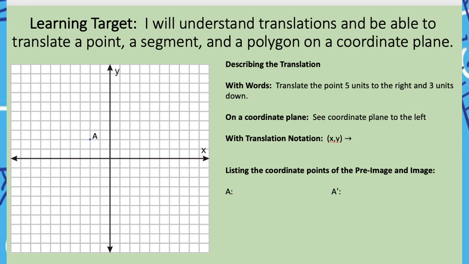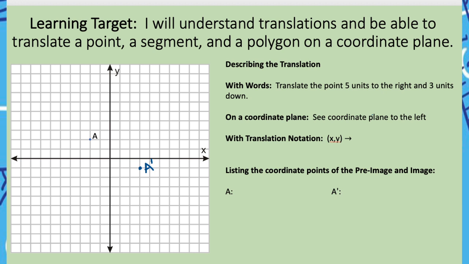So on my coordinate plane, I'm going to find point A, and I'm going to physically count on the grid 5 units to the right and 3 units down. And I'm going to draw that point, which is called the image, and I'm going to label it with an A and a prime symbol. And that distinguishes the difference between the original one, which was called the pre-image, A, and A prime, which is the image.